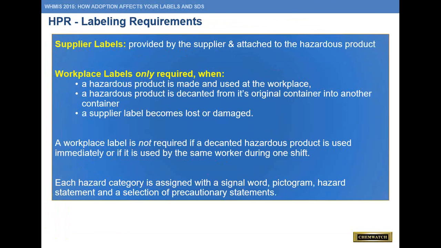Labeling requirements. The supplier label is provided by the supplier and attached to the hazardous product. Workplace labels are only required when the product is made or used at the workplace, if the product is decanted from its original container into another container, or if the supplier label is damaged or lost. A workplace label is not required if a decanted hazardous product is used immediately or if it is used by the same worker during one shift.